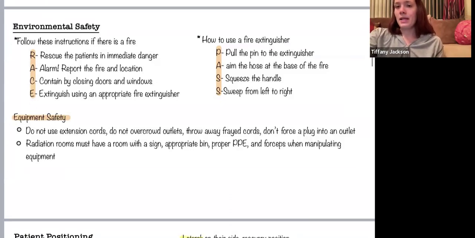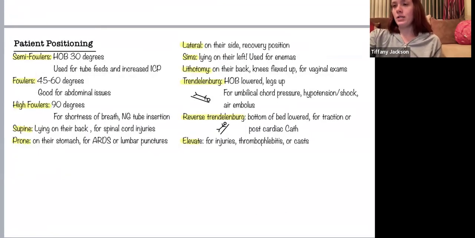Up next, a big key is patient positioning. It's important to know what positions are beneficial for certain procedures or certain pathologies. Semi-Fowlers, this is head of bed at 30 degrees. Whenever you have a patient on an NG tube, they have to be elevated if they're getting any sort of nutrition, because we don't want them to aspirate. It's also used for patients that have increased ICP. So you can kind of just go down the line. We've got semi-Fowlers, they're up 30 degrees. Fowlers is 45 to 60, and high Fowlers is 90.